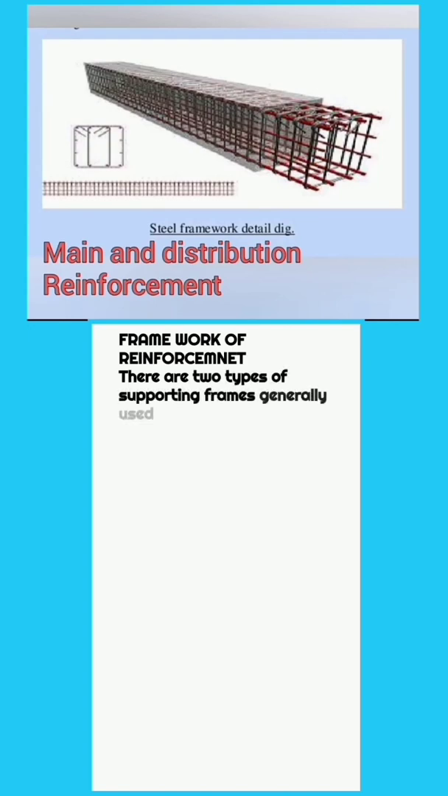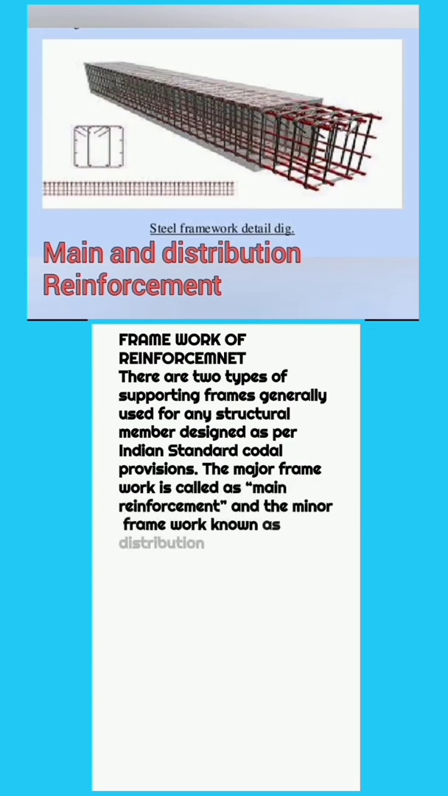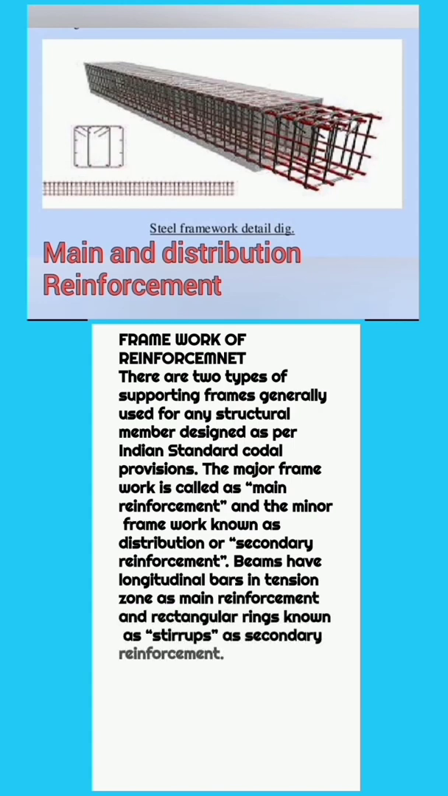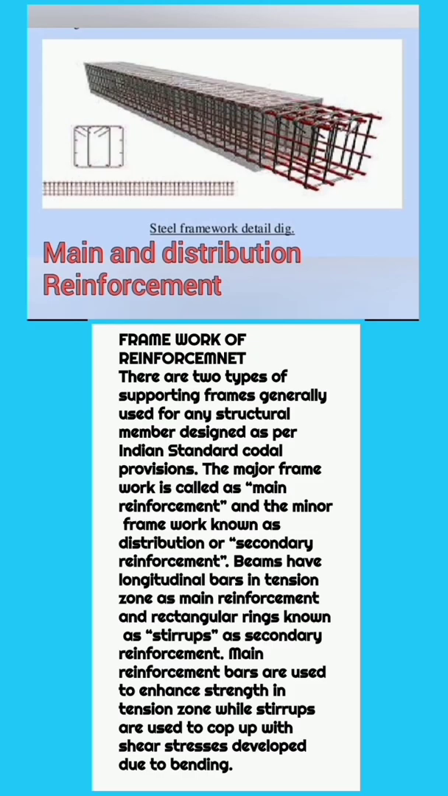Framework of reinforcement. There are two types of supporting frames generally used for any structural member designed as per Indian standard codal provisions. The major framework is called the main reinforcement, and the minor framework is known as distribution or secondary reinforcement. Beams have longitudinal bars in the tension zone as main reinforcement and rectangular rings known as stirrups as secondary reinforcement. Main reinforcement bars are used to enhance strength in the tension zone, while stirrups are used to cope with shear stresses developed due to bending.